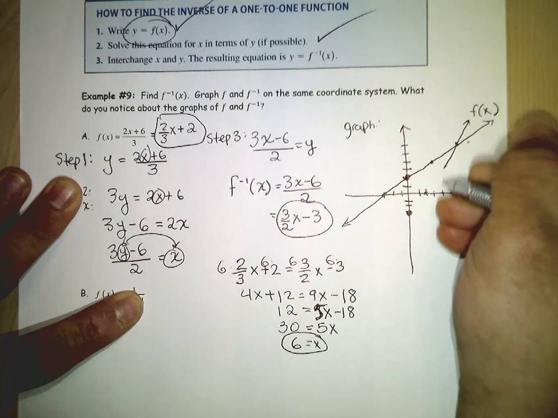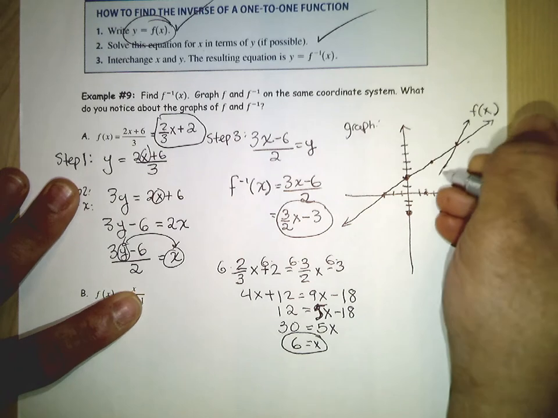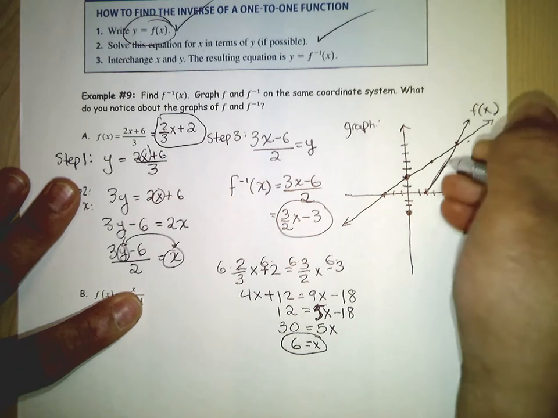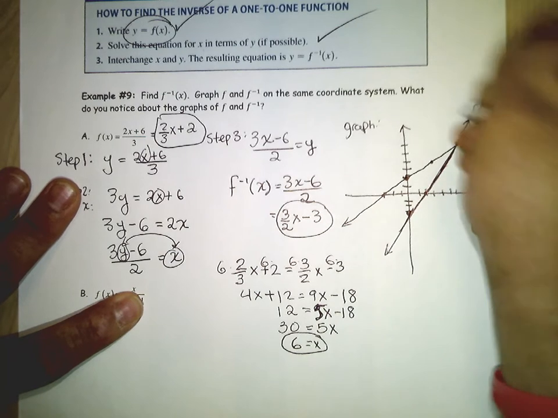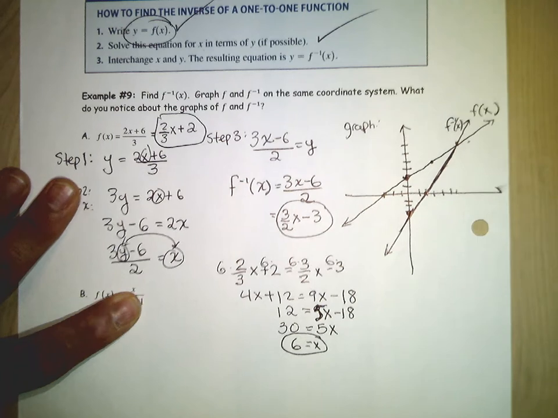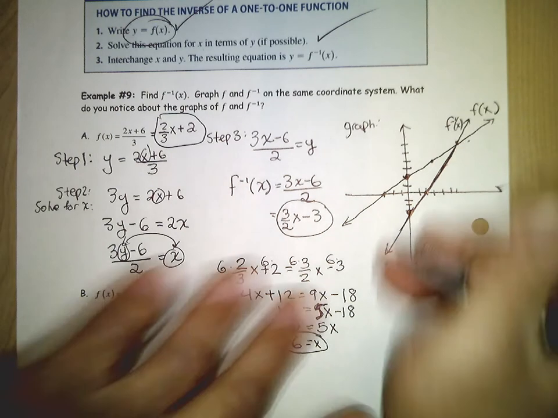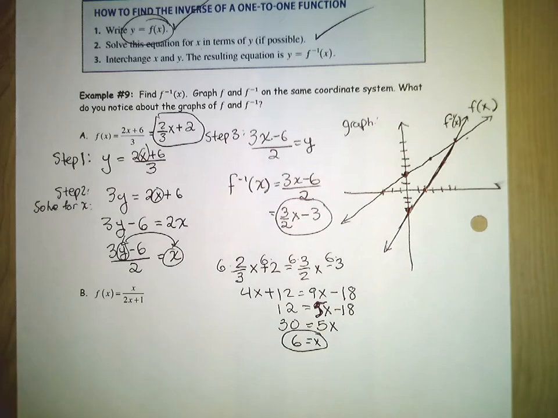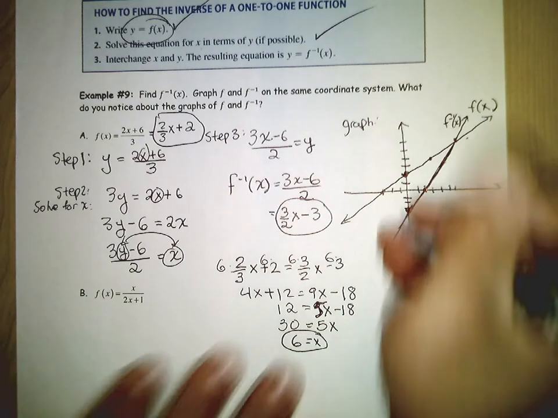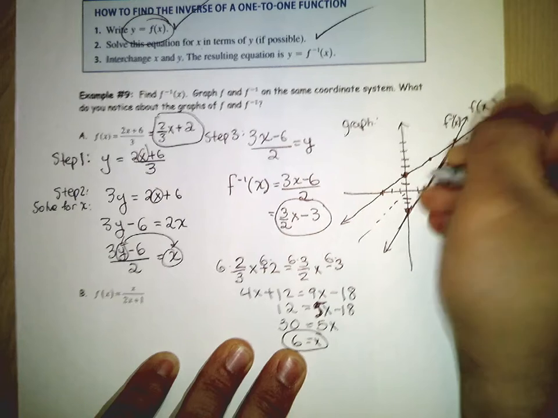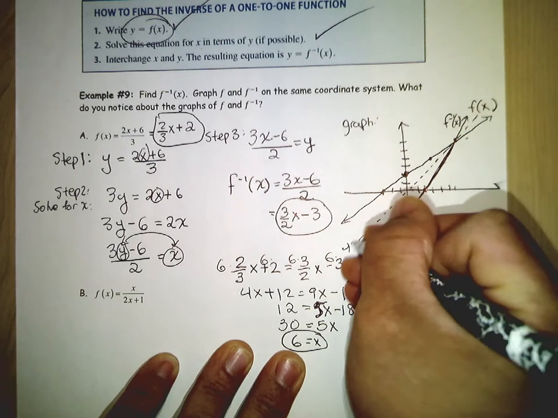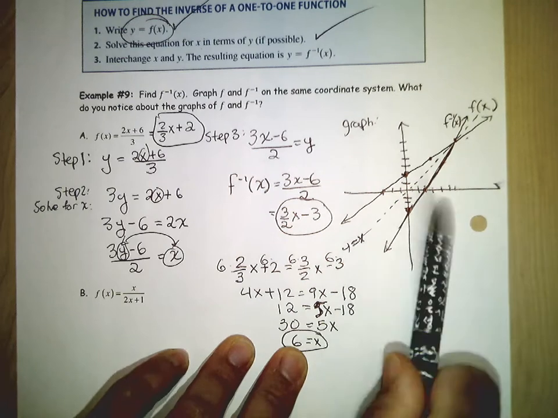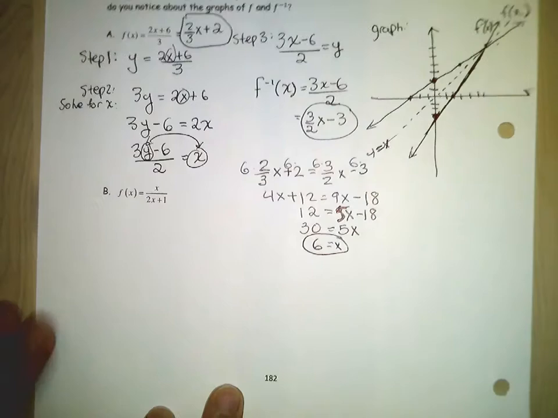I've told you that my graphing isn't necessarily going to be the best, but here we are. This is f inverse of x, and what hopefully you notice is that these are reflections about the line y equals x. So here is y equals x, and these are reflections over the line y equals x.